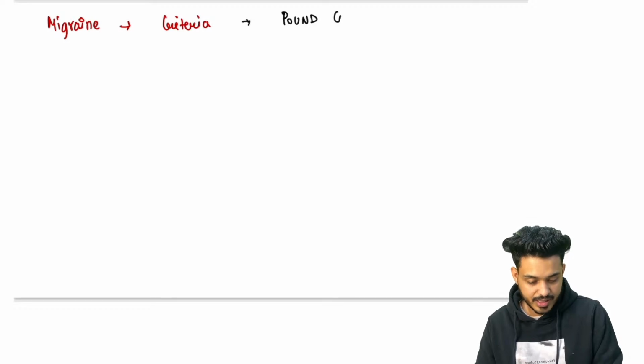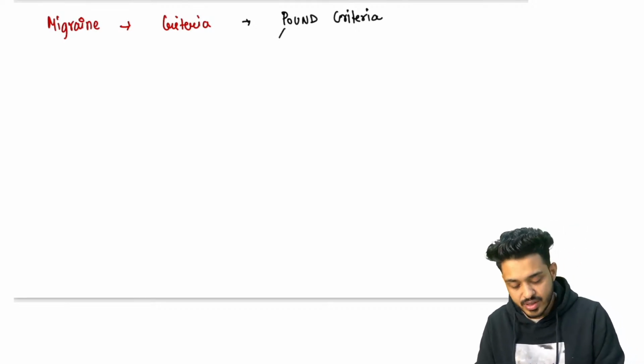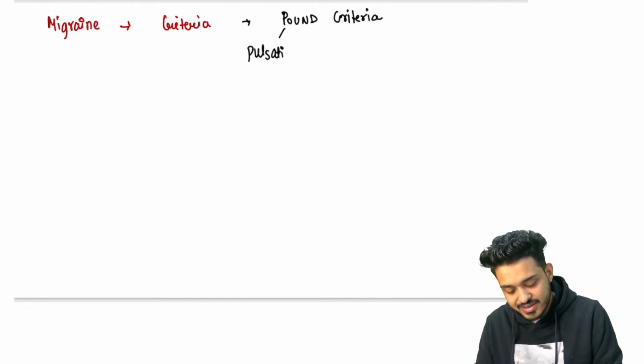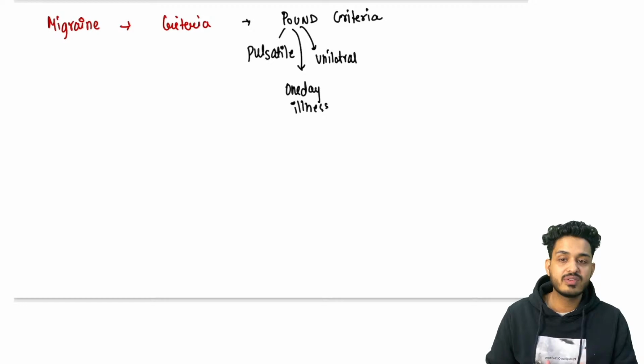What is the criteria we are going to study for migraine? This criteria is known as POUND criteria. What is the name of the criteria? POUND criteria. Very good. What are the things in the POUND criteria? Remember, they can give you an all-except question. P is pulsatile in nature. O is one-day illness. U is unilateral. Unilateral throbbing headache. It can be aggravated due to multiple things.